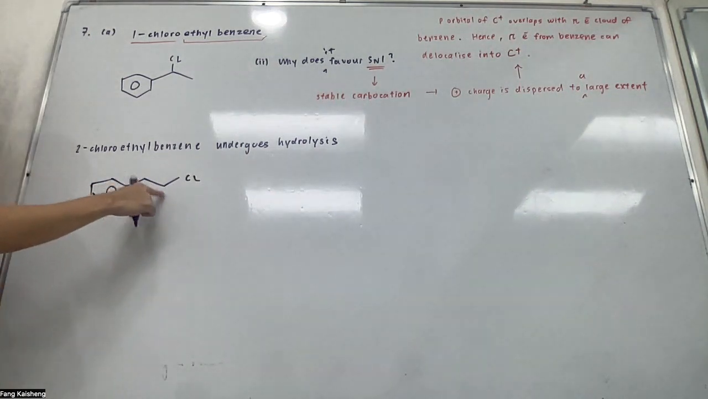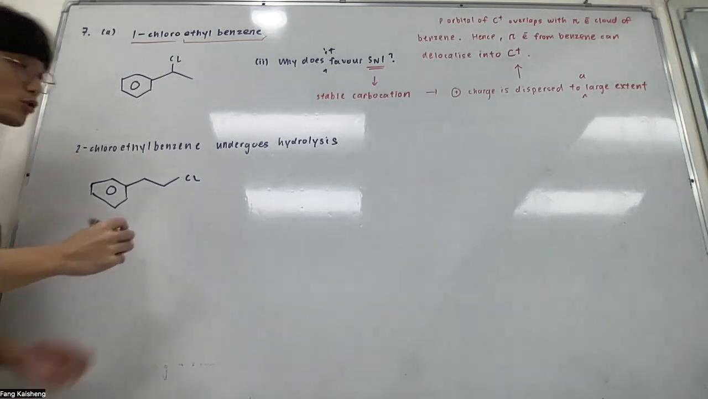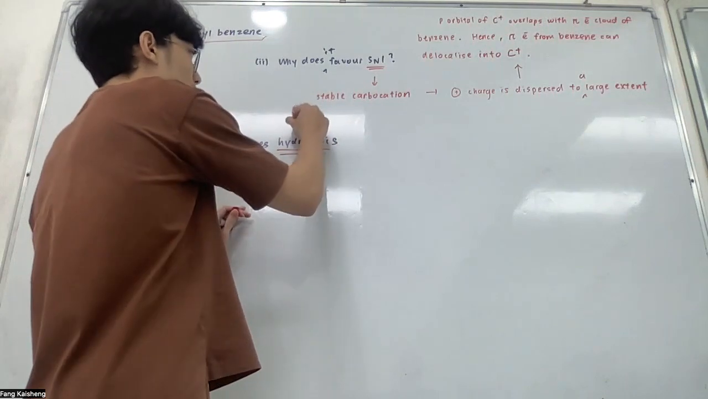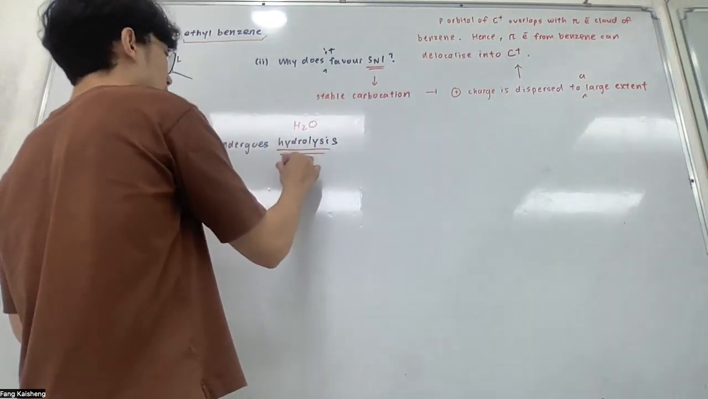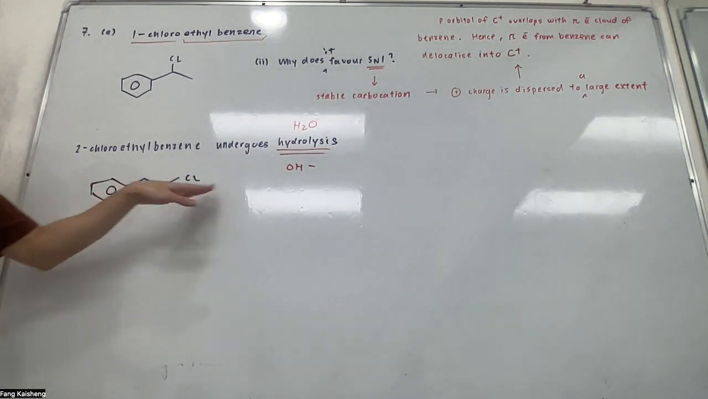2-ethyl benzene, 2 carbons, but now it's on the second carbon, correct? Okay, compared to this. Hydrolysis means, you can think of it this way first. Hydrolysis here, I know it's about water. But basically, we are just substituting OH minus for the Cl. So this is the nucleophile trying to attack the carbon now. It's trying to substitute Cl with OH.